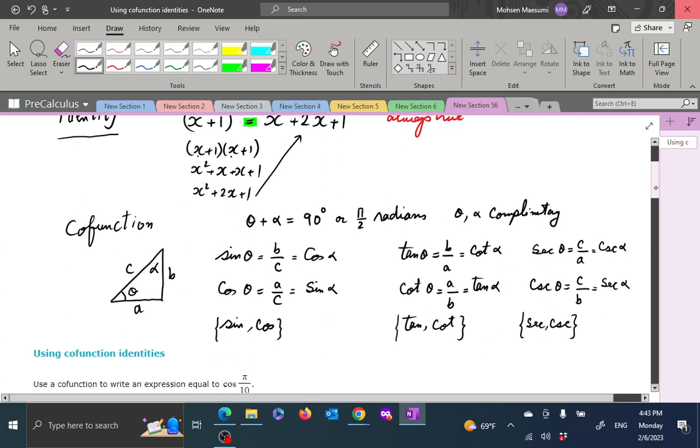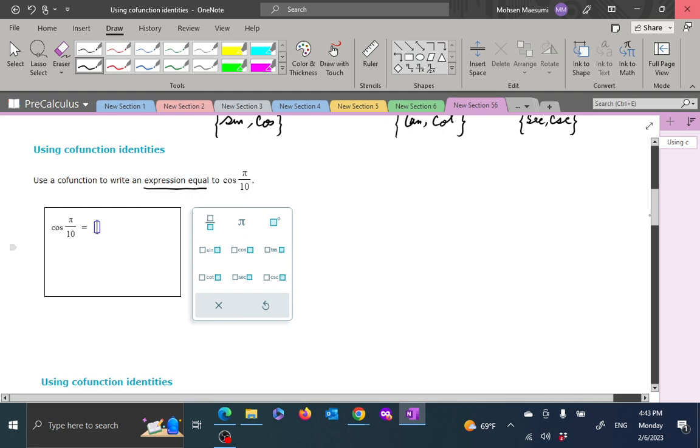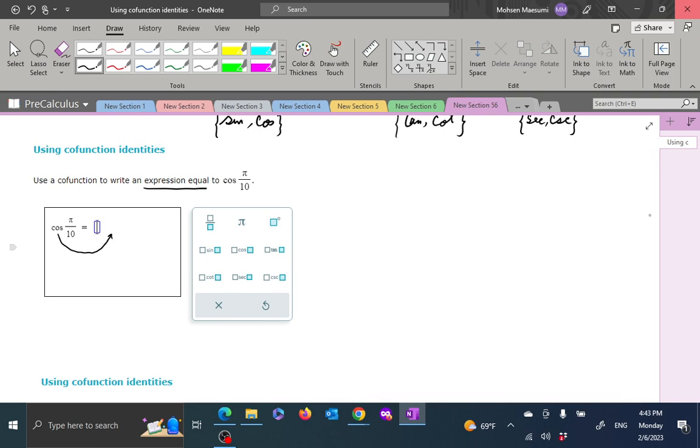Let's go ahead and practice this. So what is cosine of pi over 10 equal to? It's not asking us for a number, it's asking for an expression that is the same as this. So first we say what is the cofunction of cosine. Cosine goes of course with sine. And what's the complementary angle of pi over 10? So we say what should I add? Let's write it like this. What should I add to pi over 10 so that I get pi over 2.